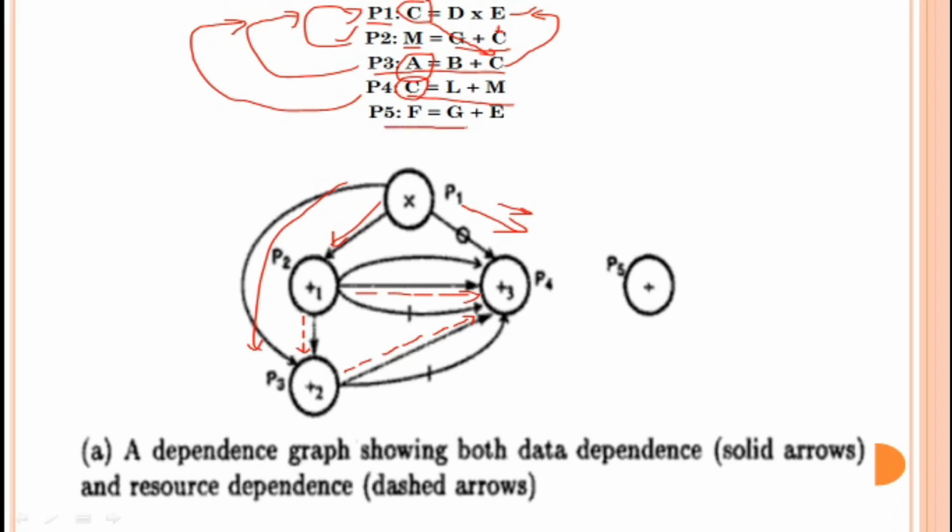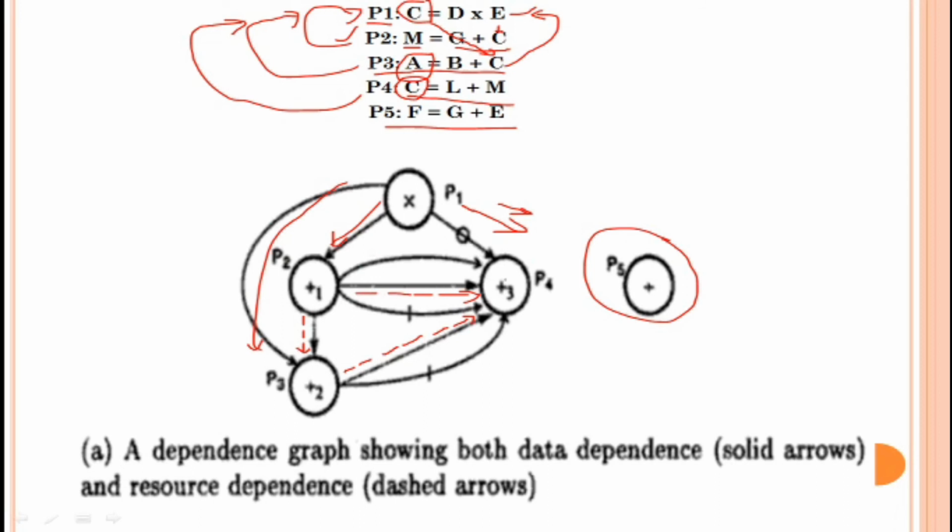If I consider P5, can you identify any dependency on P1, P2, P3, P4? No, right? P5 is independent. So G plus E. G is not dependent, E is not dependent on any process. So hence it is an independent process here, right? And the dotted lines indicate the resource dependency here.